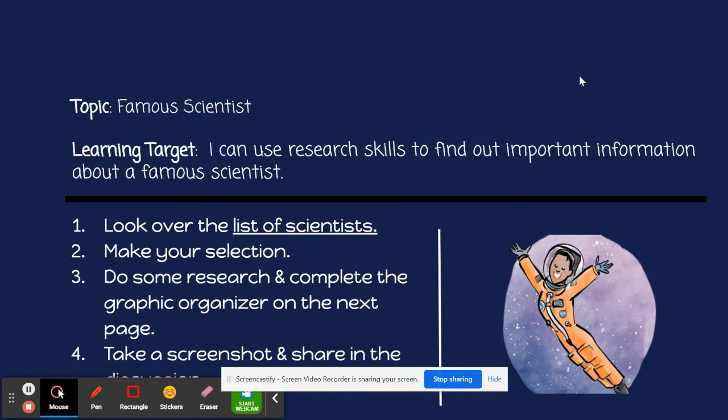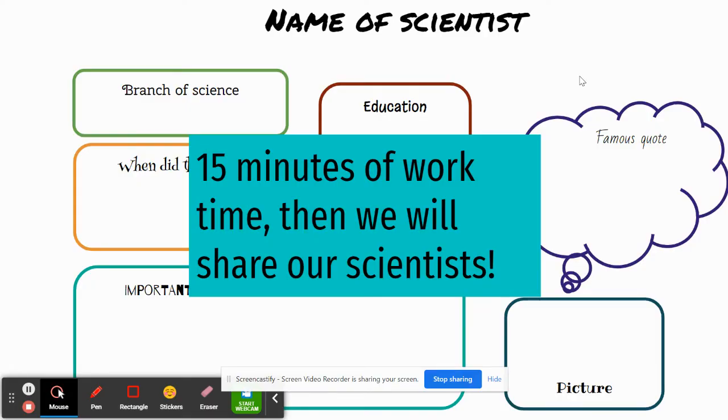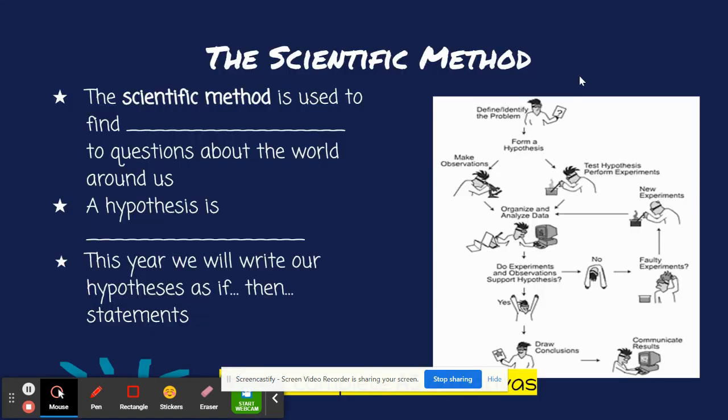Famous scientists is our second part of our lesson today. I'd like you to look over the list of scientists, find someone that looks interesting to you, do some research, complete your graphic organizer and notability, then take a screenshot and share it in the discussion. So for the scientist, we'd like their name, what branch of science they're associated with, when did they do their work, what's their education, do they have a famous quote, what important things do they do, why are they a famous scientist, and then a picture.